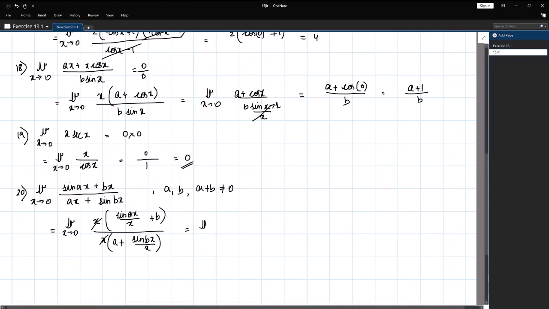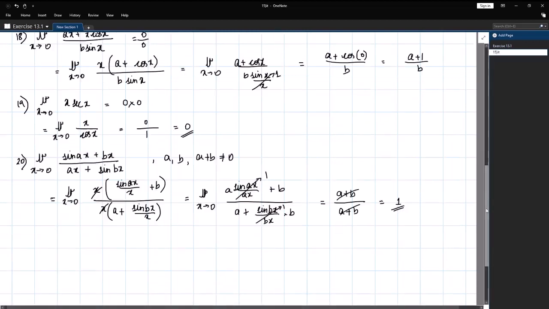We'll have limit x tends to 0 of (sin ax divided by ax into a plus b) divided by (a plus sin bx divided by bx into b). So this term will be equal to 1 and this term will be equal to 1. What is remaining here is a plus b in the numerator. Similarly, we will have a plus b in the denominator. Since a plus b is not equal to 0, we can cancel this off. We'll have 1 as the answer.